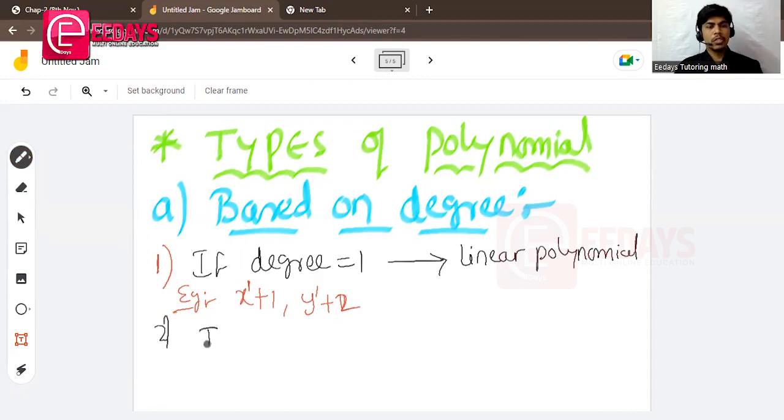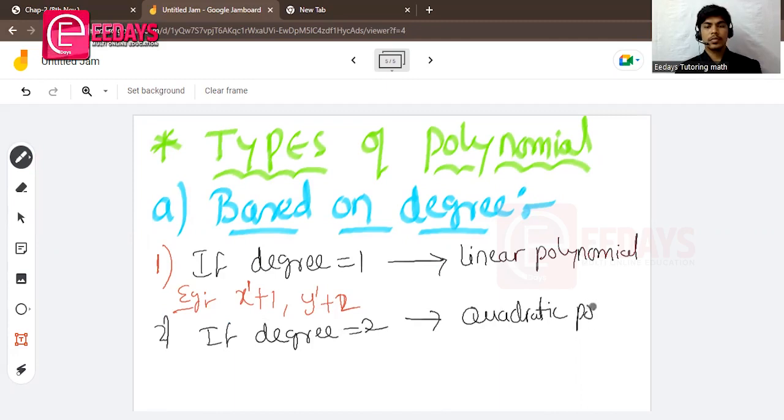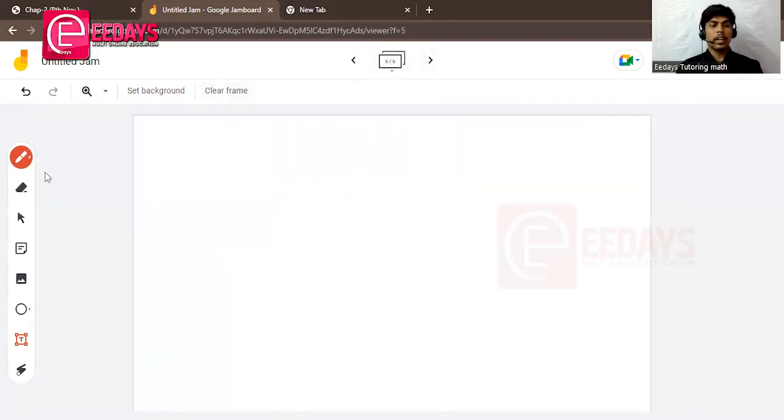Okay, second one: if degree is 2, we call this a quadratic polynomial. Quadratic polynomial. I just write the examples for your reference. If degree is 2, you have to take the power as 2. So x square plus 3x plus 4, or else minus y square minus 2y plus 6 is equal to 0. So these are the examples for a quadratic polynomial.